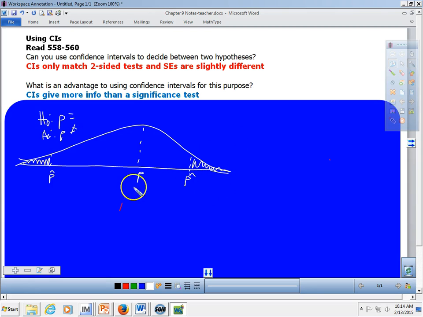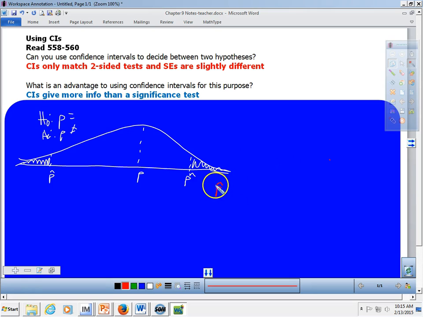So P hats out here, or even P hats out here, would make me reject the idea or suggest that P is not the population parameter. So if we come up with a P hat out here, then we're going to reject H naught, and we're going to say, okay, the population parameter is not P.